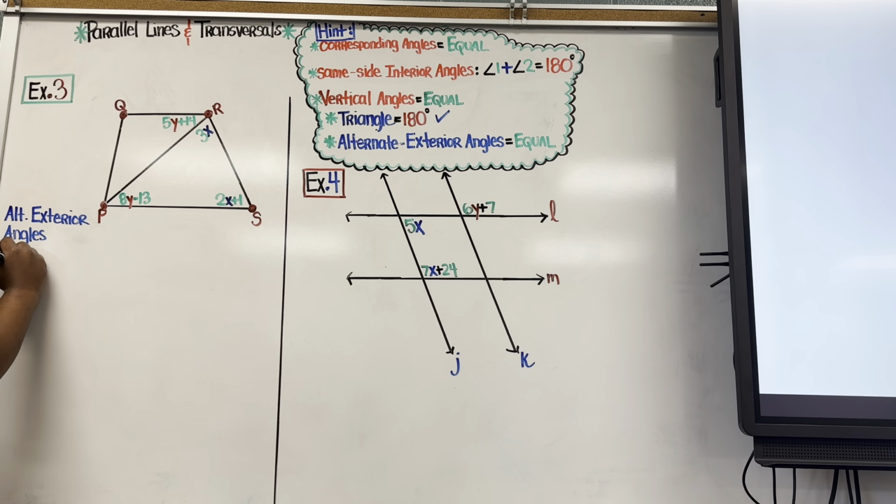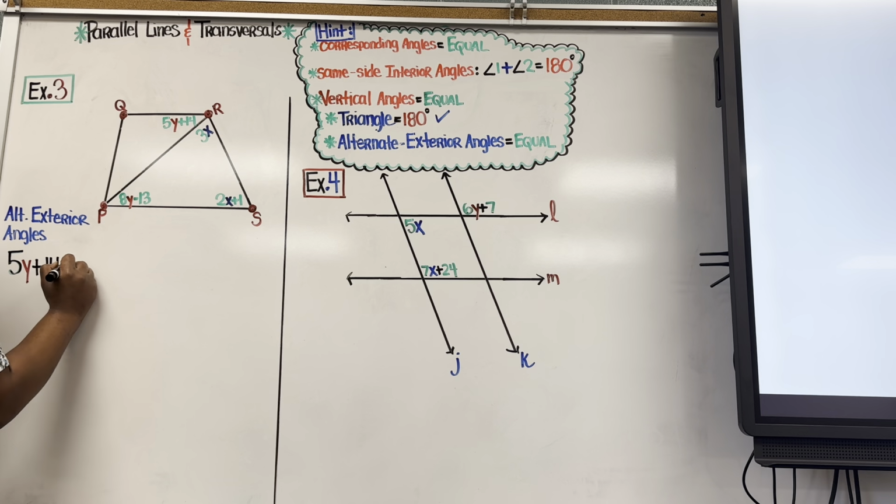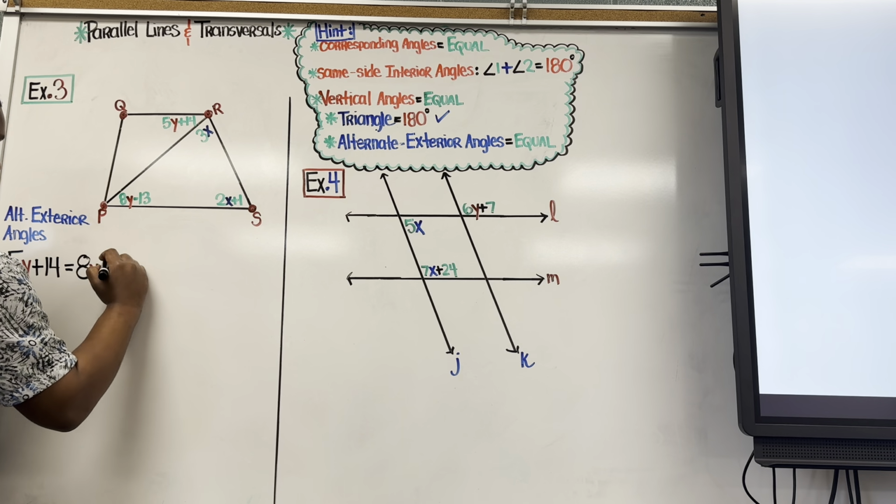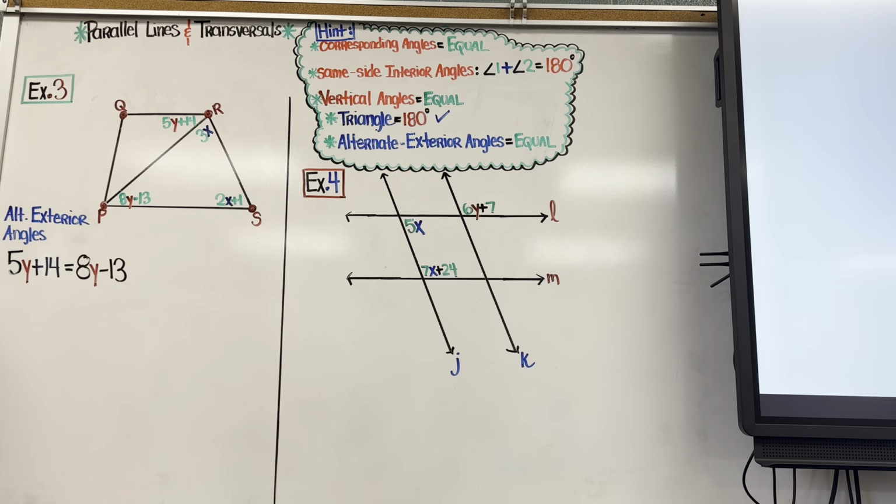So 5y plus 14 equals this angle, 8y minus 13. Of course, guys, what we need to do is move all of our variables and coefficients to one side, and move all our numbers to the opposite side. So I'm going to move all of my variables and coefficients on this side. I'm going to move all my constants, or numbers, on that side, right?